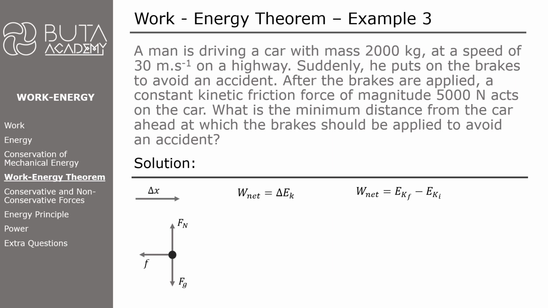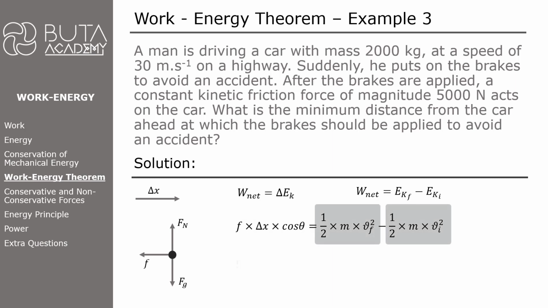We can ignore work done by the force of gravity and the normal force, as they act perpendicular to the displacement, thus doing zero work. The only force doing work on the object is the force of friction. Therefore, we can express the net work as the friction force multiplied by the displacement and cosine theta. On the other side, kinetic energy is equal to 1/2 times mass times square of velocity.